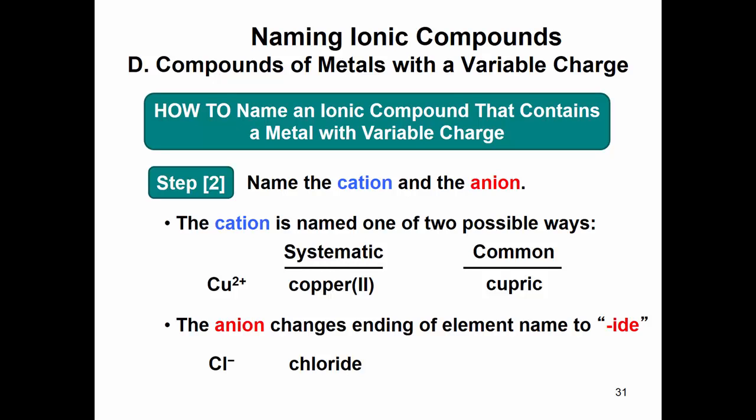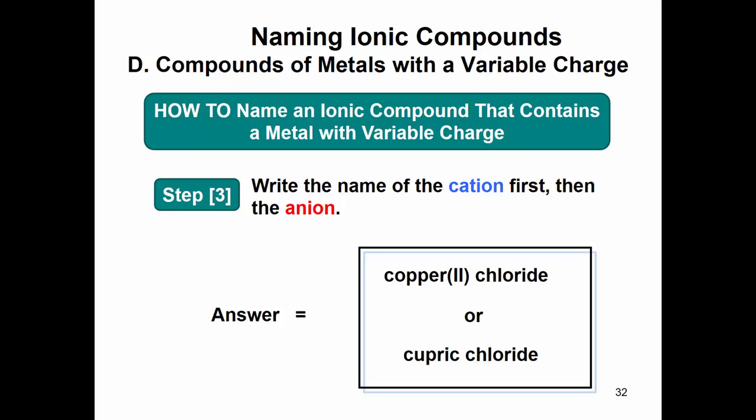For the systematic name, we have copper(II), and we know we have chloride. It's the higher charge, so it's cupric if we did the common name. So we get copper(II) chloride, that's what I've already written out, and it's also called cupric chloride. Cuprous would be if we had just a +1 ionic charge.